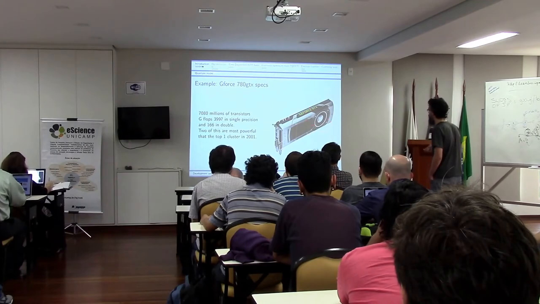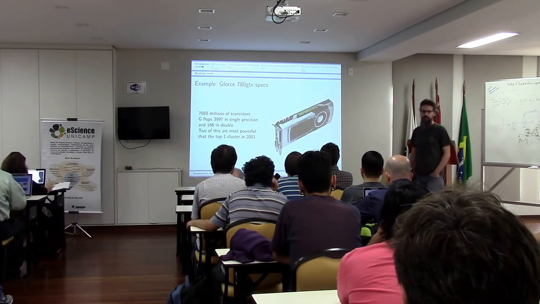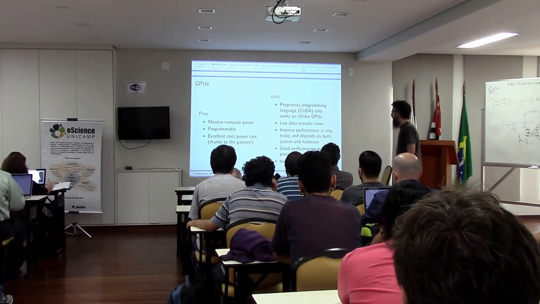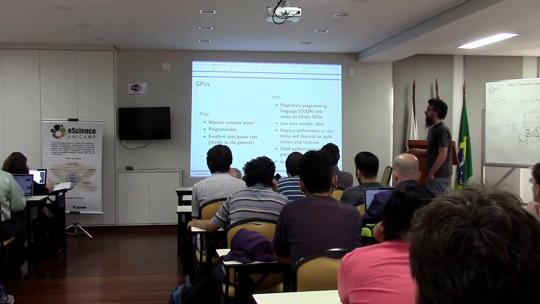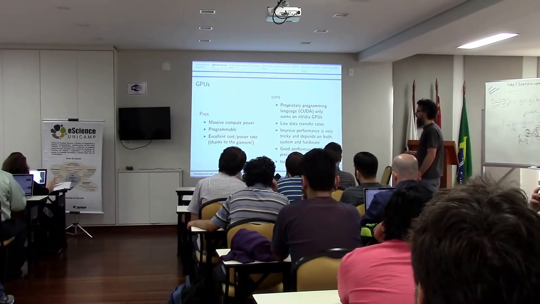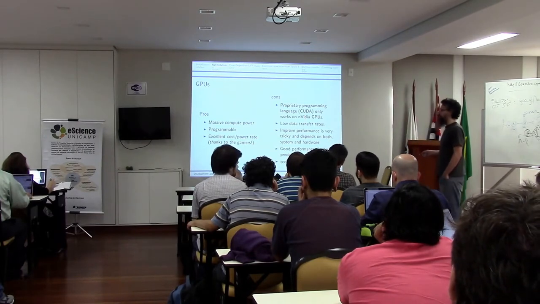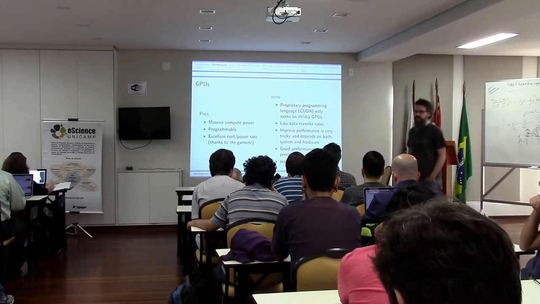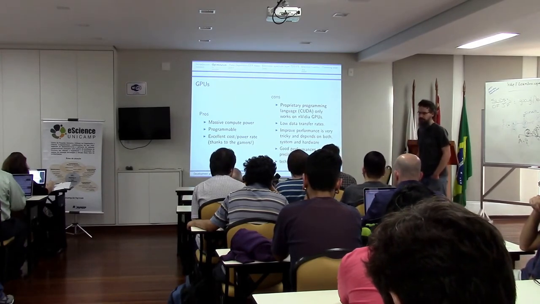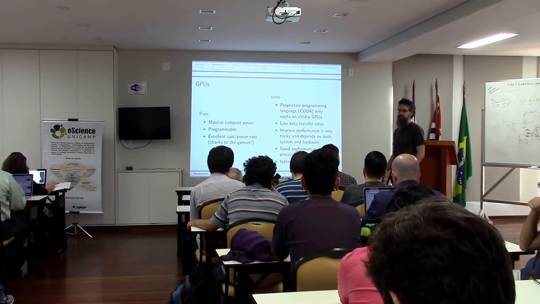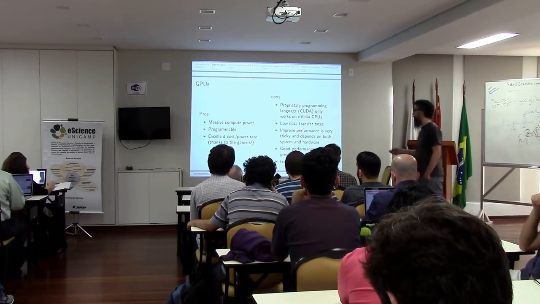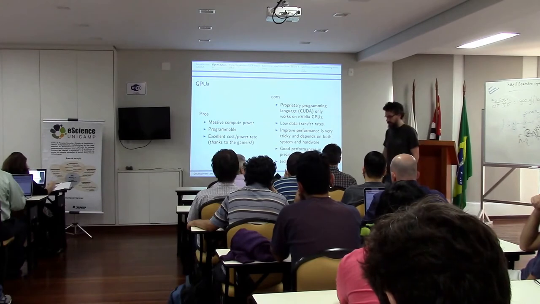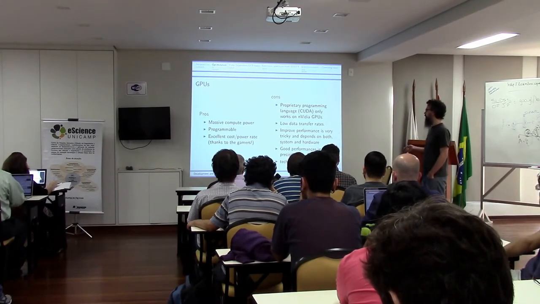GPU, I think maybe this slide is redundant because almost all of you already know about the power of this kind of card. It has a lot of pros because it has massive computing power, it is programmable, and has an excellent cost-power rate. But it has a lot of cons, like you have to produce code especially for this device, thinking about the different kinds of memory and their use, and with trial and error learn how to use this hardware. So to do this, we need the help of a computational scientist who knows more about this.